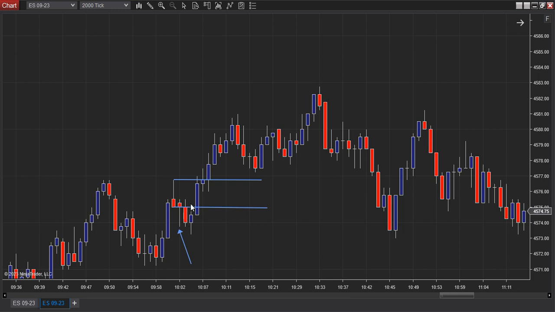Now, did the next bar over break the previous bar's high or low? No, it did not. It is an inside bar. One more time. Did this bull bar break the previous bar's high or low? Yes, it did. Even though it broke it and came back into the area of the bar, it's still an outside bar.